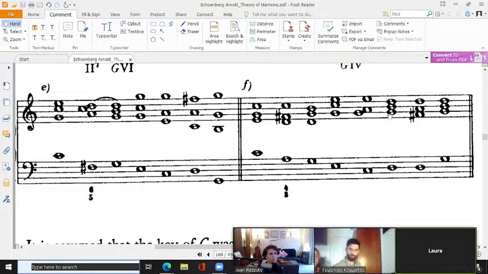And then we have 1 in second inversion, and then 5 in second inversion, and then we have 1. 5 in second inversion: D, F sharp, A. Oh, in fact, in root position, and then 1. Good. So if we analyze this from the C major point of view, we say: tonic, secondary dominant towards the fifth, okay. Well, tonic in first inversion, okay, why not?